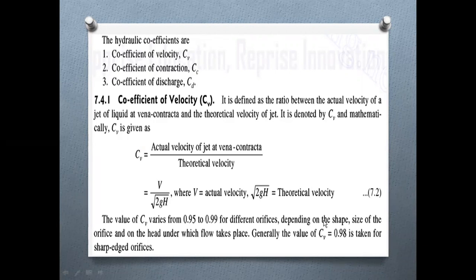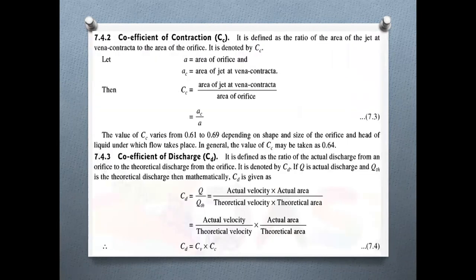The value of CV varies from 0.95 to 0.99 for different orifices, depending on the shape and size of the orifice, and on the head under which the flow takes place. Generally, the value of CV equal to 0.98 is taken for sharp edge orifices.